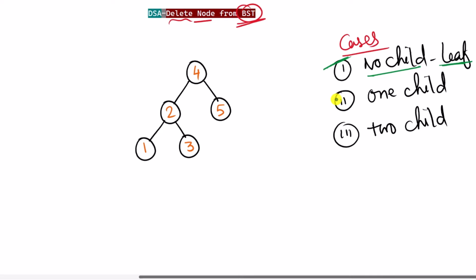Now in the second case, when the node has only one child, like an example here, the node 5 has only one child. Now if we wanted to delete this node, we just have to simply replace this with this single child. So that means the 6 will be replaced with 5, and this way the node 5 will be removed.